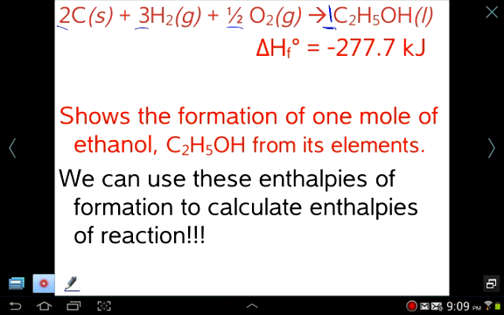And the exciting thing is that we can use these enthalpies of formation now to calculate the delta H's of reactions. This is going to be a different way of calculating the delta H of our reactions. This is going to be a very powerful tool, and essentially it draws on Hess's law. You can think of this as a variation of Hess's law.